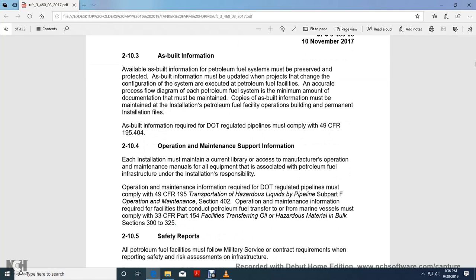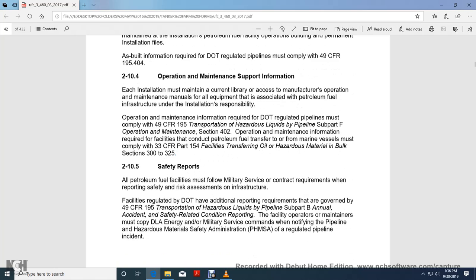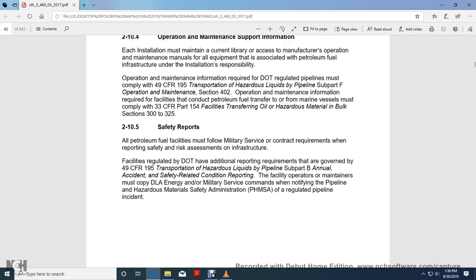2.10.4 Operating and maintenance support information. Each installation must contain a current library with access to the manufacturer's operation and maintenance manuals of all the equipment and associated petroleum fuel infrastructure under the installation's responsibility. Operation and maintenance information required for Department of Transportation regulated pipelines must comply with Title 49 CFR 195, Transportation of Hazardous Liquids by Pipeline, Subpart F, Operation and Maintenance, Section 195.402. Operation and maintenance information required for a facility conducting petroleum fuel transfer from a marine vessel must comply with Title 33 CFR Part 154, Facilities Transferring Oil or Hazardous Material in Bulk, Sections 154.300 to 154.325.